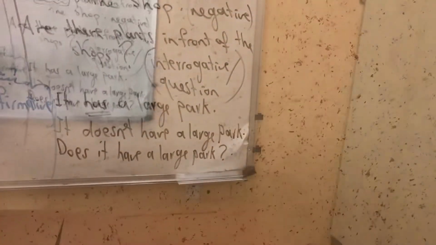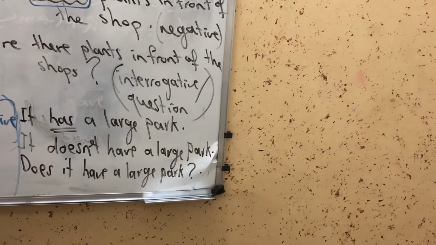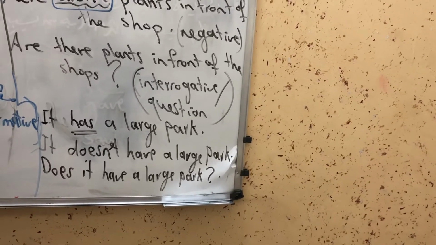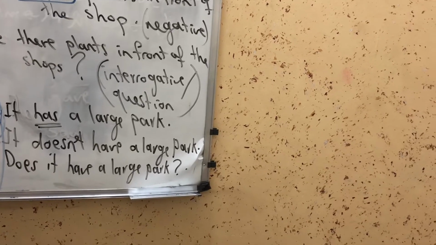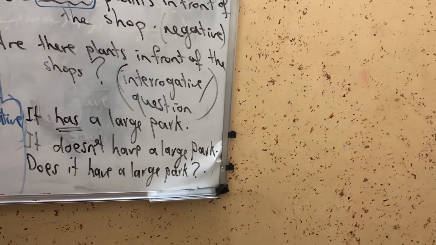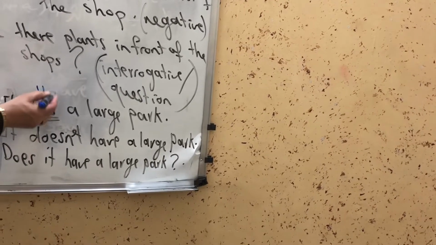It has a large park. So we have it has a large park. Park here means a car park. Of course, park also comes with the meaning of a recreational park. Now if I want to change into negative I must pay attention. I must notice that here I have a main verb.